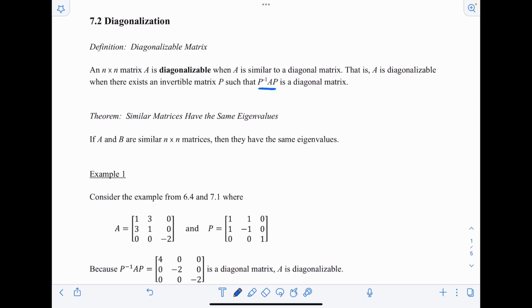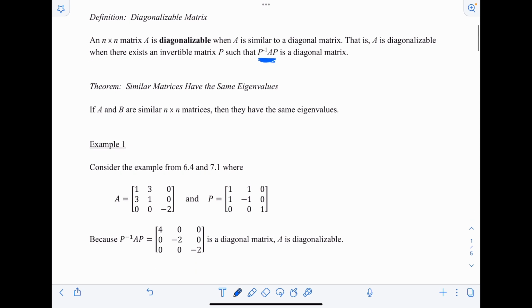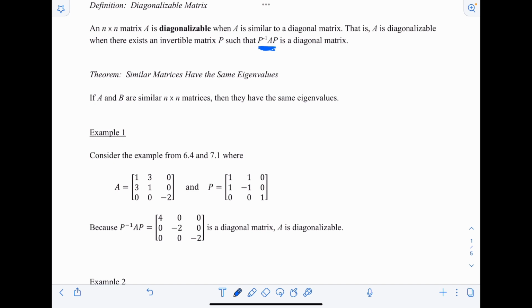So basically all this is saying is that if I have a square matrix of order n, and I want to know if it's diagonalizable, I have to be able to find another matrix P that is invertible, that when applied to this expression would be a diagonal matrix itself, okay? And then there's a follow-up theorem to this, and we'll take a look at some examples, but the follow-up theorem simply says that if A and B are similar matrices, then they have the same eigenvalues, okay? So let's take a look at a couple examples that address both the definition and the theorem.